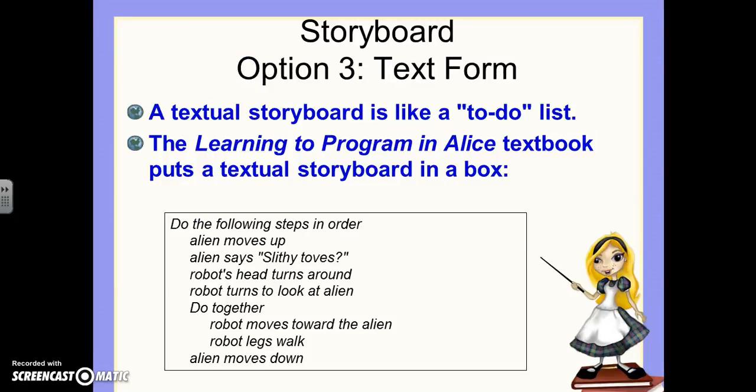Now, there's also a third option for writing storyboards, and that is to actually do it using text. So now when you're writing text, it's like with our pen activity where you're actually writing the instructions down on paper, organizing your thoughts so that you can then put them into code and have the code be executed by the program. The Learning to Program in Alice textbook puts a textual storyboard in a box, such as the example here. So what you want to do is you want to do these steps in order.